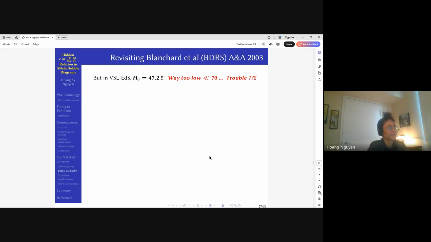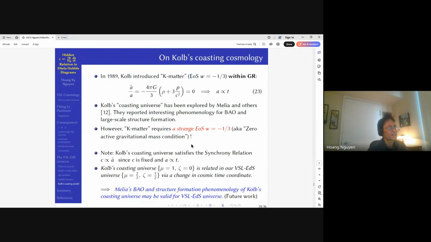naturally. So the whole point is that, see here, the Kolb constant universe satisfies the condition as well because C is fixed and A is proportional. But the Kolb cosmology here is related to our model, our special case, by a change in cosmic time coordinate. So although it theoretically has a problem, perhaps that is not too bad because it can be justified by our scale invariant gravity. And that means that the linear phenomenology from BAO, structure formation, and the question you asked about nucleosynthesis and the early Big Bang may be carried over to this case as well. That is for future work.